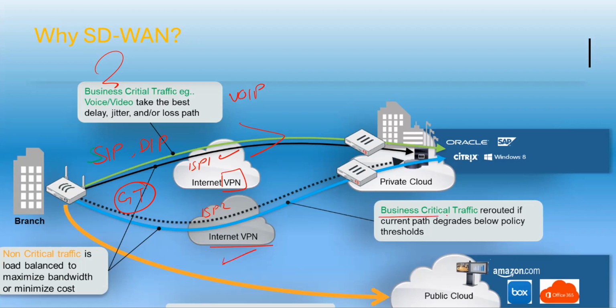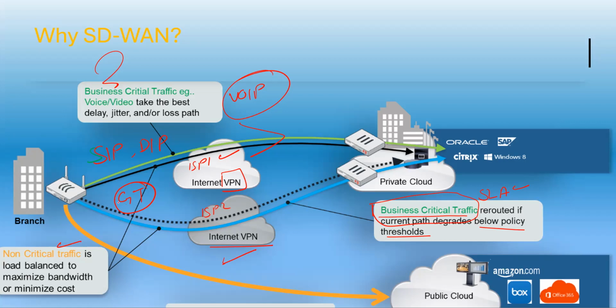So business critical traffic is rerouted if the current path degrades below policy thresholds. Below policy threshold means that you can give the policy like a service level agreement, the SLAs. So you'll say that the interface should have this much speed, this much latency and all that. Only then it will be accepted for, let's say, web traffic. So these kinds of SLAs you can implement for business critical traffic. Web traffic is anyway business critical, so that's why. Non-critical traffic, again, as we said, can take another connection, right?